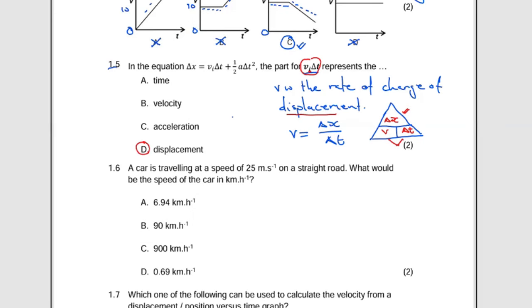Then we're going to proceed to question 1.6. So this is the correct answer, and all the other ones are incorrect.